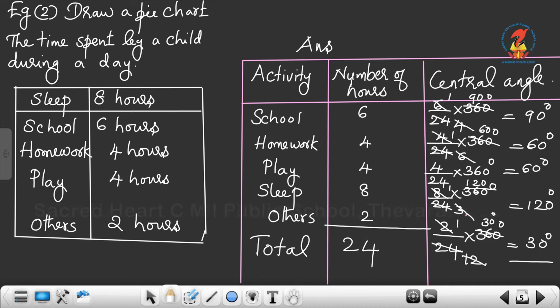So 60 plus 60, 120. 120 plus 120, 240. Then 270. 270 plus 90, 360 degrees. So in total you have to get 360 degrees.